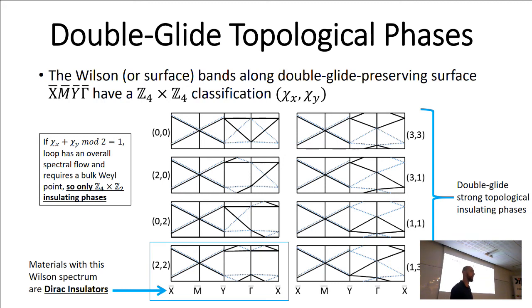So double glide systems have a Z4 cross Z2 classification, but most of the phases are phenomenologically familiar. I have a trivial phase, two hourglass phases, four quantum spin Hall phases that are only distinguishable in some sort of special ARPES or domain wall construction, because again, it's the ways of coloring them as glide eigenvalues that are 4-pi periodic, so you might worry that they change from Brillouin zone to Brillouin zone, but Brillouin zones are the same in a crystal. But I have one new phase, which is this topological Dirac insulator, the 2-2 phase.